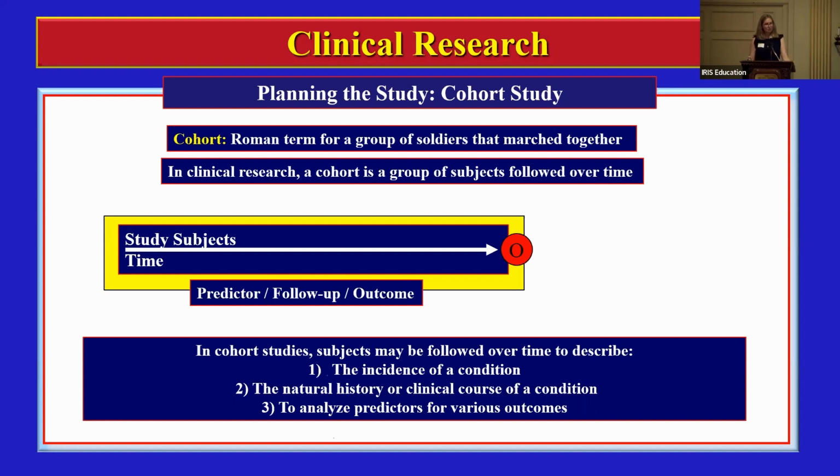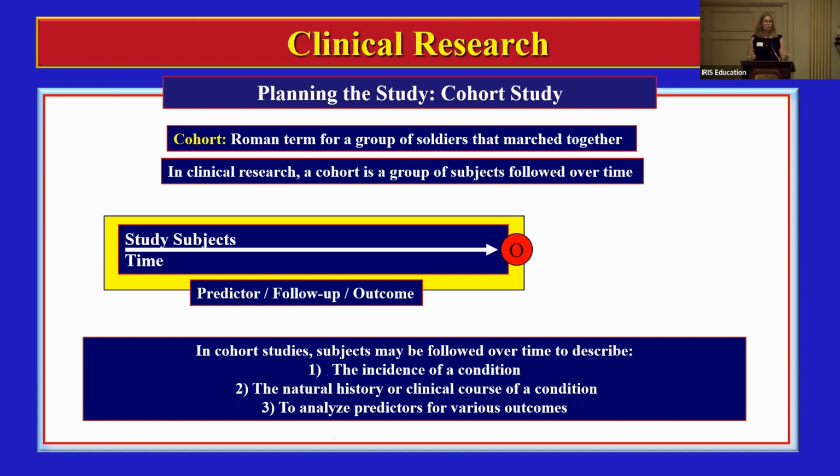And lastly, we can use cohort studies to analyze predictor variables for various outcomes. So again, there was once a point in time where we didn't have an association that was established between smoking and lung cancer. We could use a cohort study to compare a group of individuals who do smoke, plus or minus drinking coffee, and those who do not smoke, and then follow them forward to assess the incidence of lung cancer.